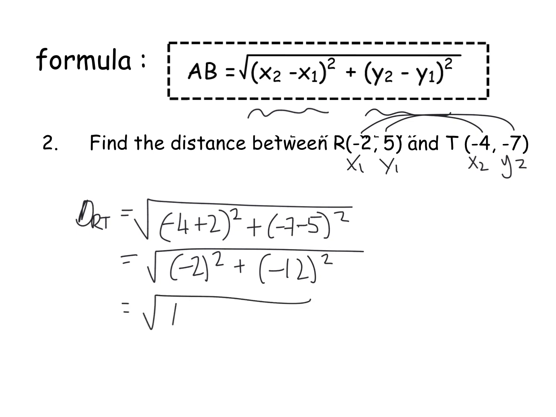Which gives me, square them gives me 4 plus 144, which would give me the square root of 148, which you might want to leave as that. You might want to simplify it using surds. You might want to turn it into decimal. It all depends what you're going to be using this for. Once you turn it into decimal, it gives you 12.17 approximately to 2 decimal places.